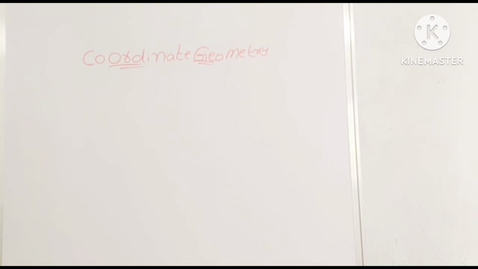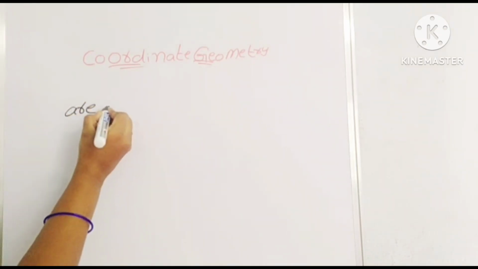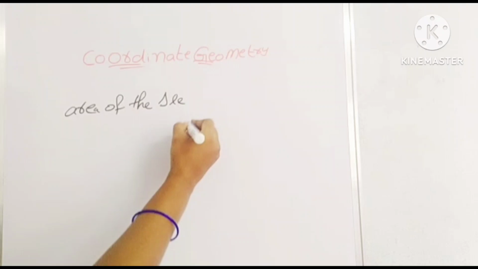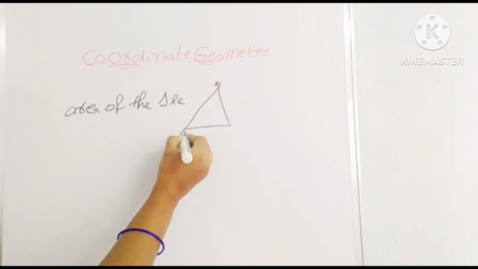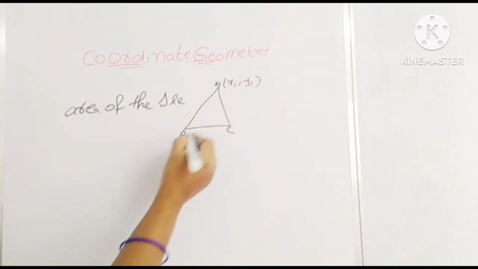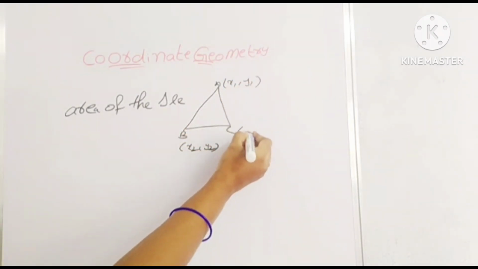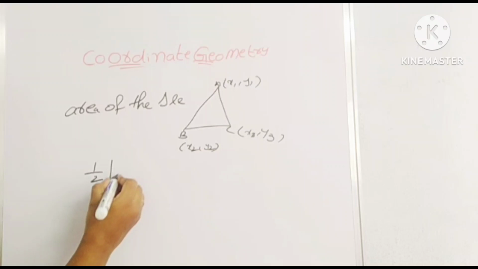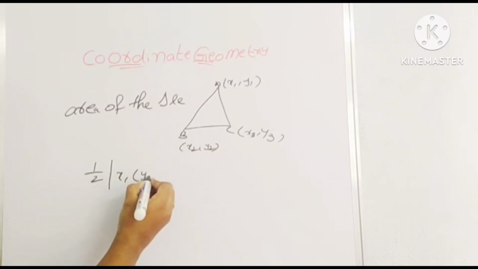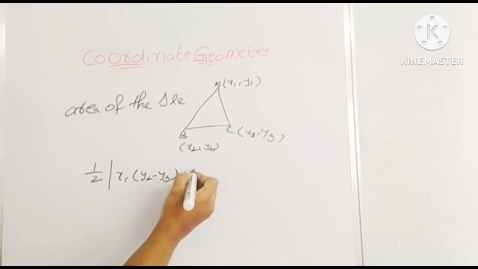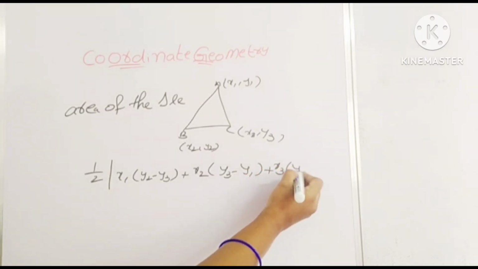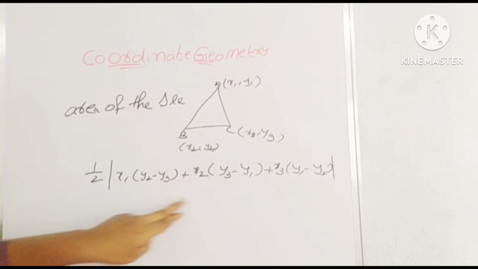Now we have to find out the area of the triangle formed by the points. The area of the triangle ABC, with A at x1 comma y1, B at x2 comma y2 and C at x3 comma y3, is half modulus of x1 into y2 minus y3 plus x2 into y3 minus y1 plus x3 into y1 minus y2. This is the formula for the area of the triangle.